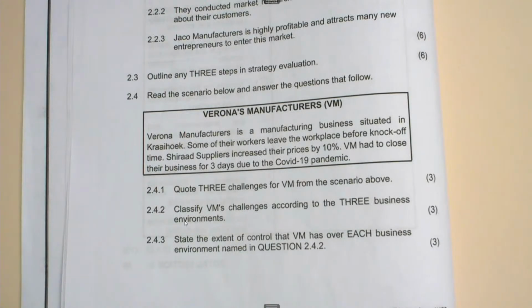2.4.1. Quote 3 challenges for VM from the scenario above. Three challenges, they quote 3 challenges. And then 2.4.2. Classify the challenges according to 3 business environments. And then the last question there, state the extent of control that VM has over each business environment named in question 2.4.2. So you see, here it's 9 marks.